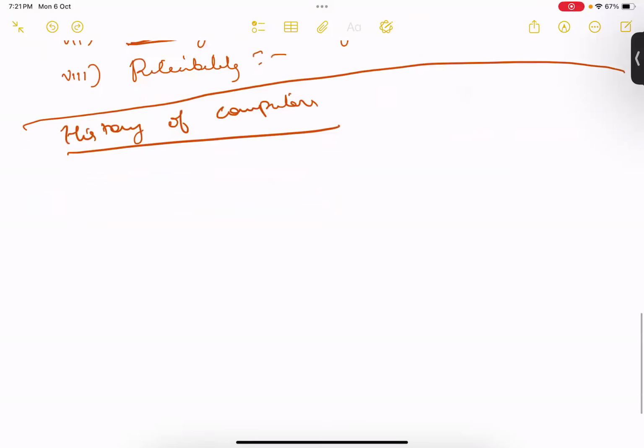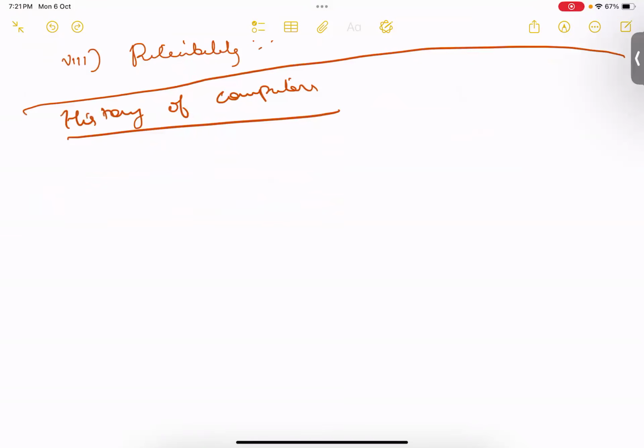So when we talk about the history of computers, we generally look at how the computer was developed over a period of time. If you go back in history, the first computer, as we generally say in common parlance, is regarded as the abacus. It was a very simple device. It was developed in China.